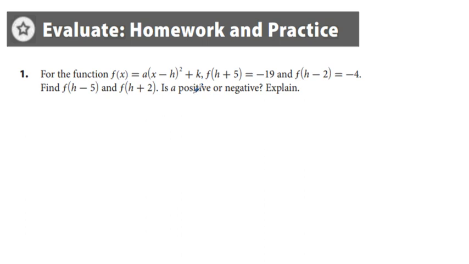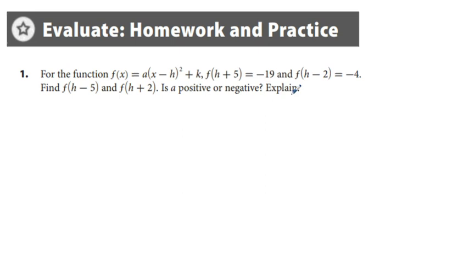Number 1. For function f of x equals a times quantity x minus h squared plus k, f of h plus 5 equals negative 19, and f of h minus 2 equals negative 4. Find f of h minus 5, and f of h plus 2 is a positive or negative. Explain.